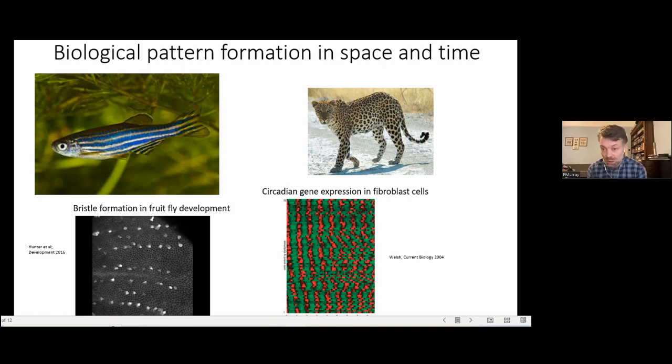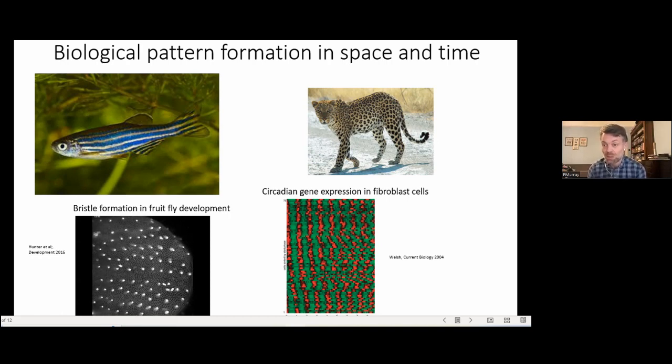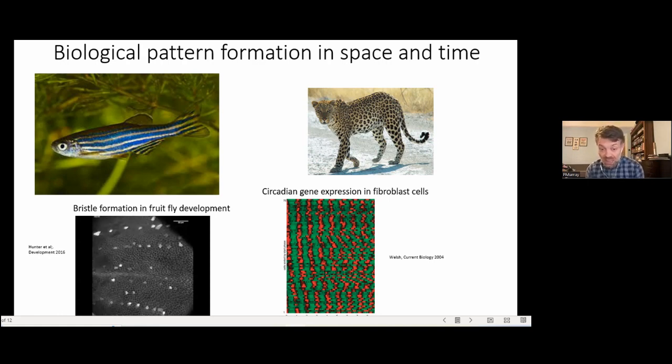And these little white dots, they end up going on to become bristles, so mechanosensory organs, hairs on a certain part of the Drosophila's body, which it then uses later on for biological function. And then the picture on the right is an image which is a stripe pattern, but this is actually a temporal pattern. So on the x-axis is time. Not quite sure if you can see that. And on the y-axis, where you see red, that means a cell was expressing a certain gene, a circadian clock gene, so a 24-hour rhythm.